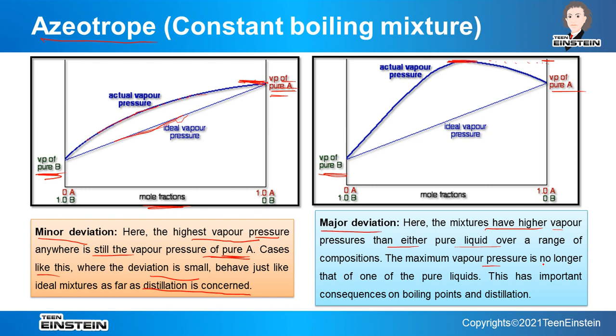So the maximum vapor pressure is no longer that of one of the pure liquids, as we have seen in the previous graph. There the maximum vapor pressure matched the vapor pressure of pure A. But here that is not the case. This point is highly deviated from the maximum vapor pressure of any of these components. So this has important consequences on boiling point and distillation. What will be the consequences, you will see now in detail. Basically, when there is a major deviation, there is formation of an azeotrope. But what is an azeotrope, we will see by taking an example.